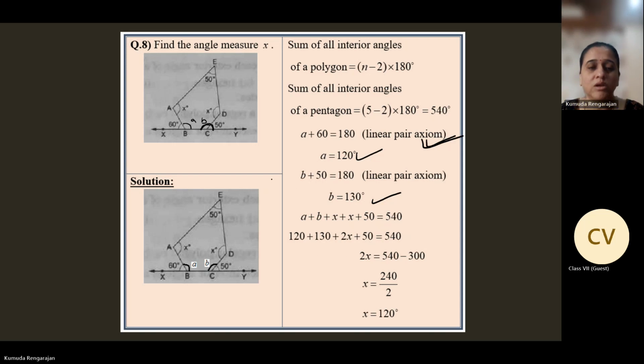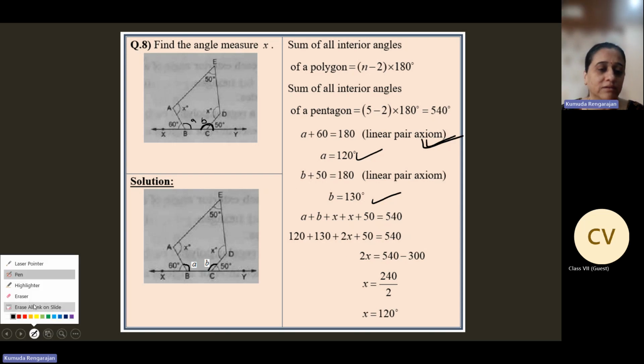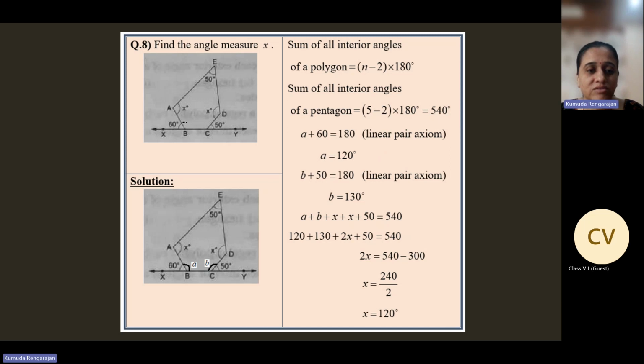Now look at all the interior angles of the polygon. Interior angles. How much is this one? We found how much is this?